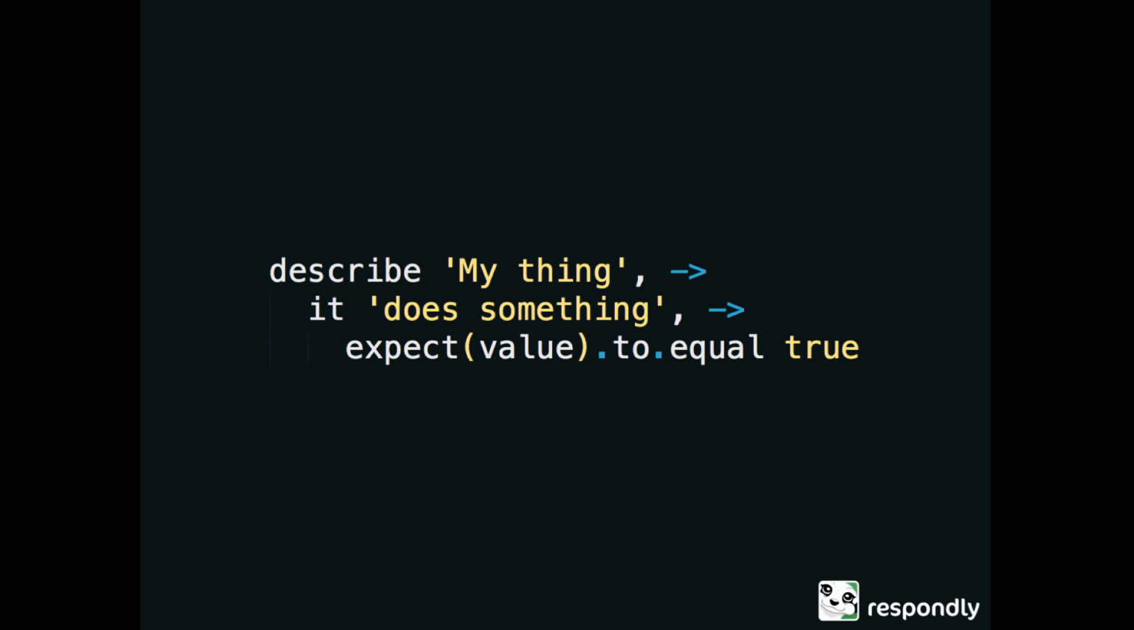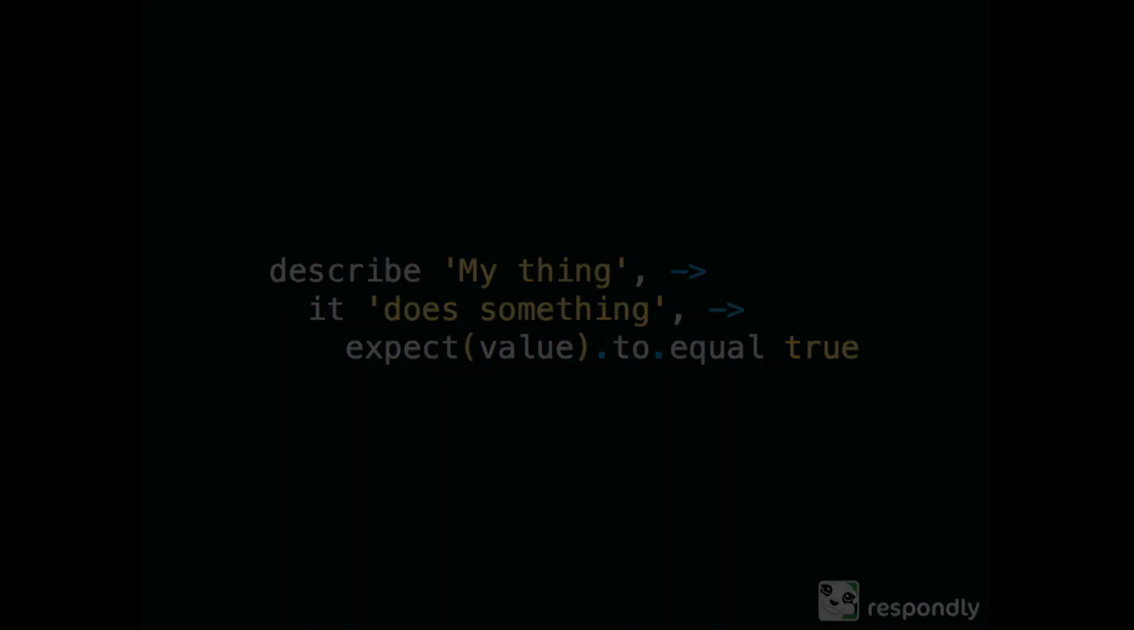So anyone who has come from RSpec or Ruby land will recognize this. A describe statement will describe my thing. Within that suite, we have a set of specs. So it does something. And then within that, we expect a value to equal something. We can assert its correctness.